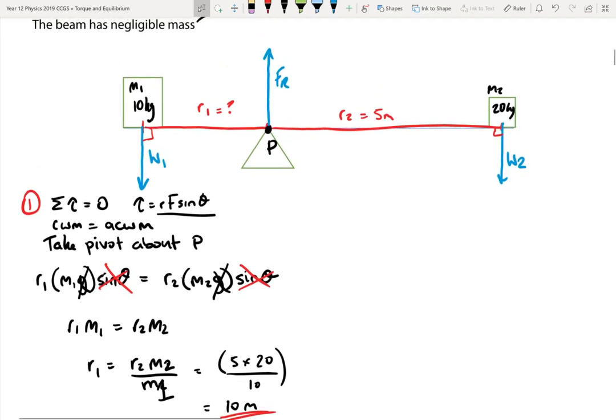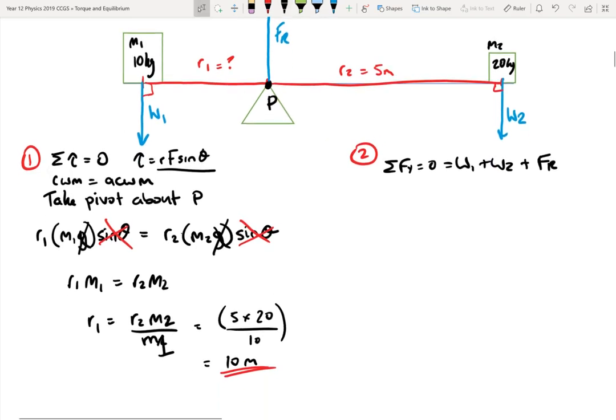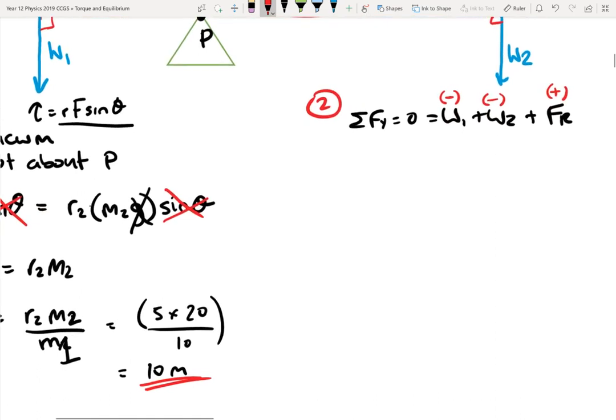Now, thank you. We can then solve for the vertical force. The sum of all forces in the y equals 0, which is weight 1 plus weight 2 plus Fr. They sum to 0. Here we do need a convention. Remember, negative, negative. The reaction force has to be positive to keep this in equilibrium.